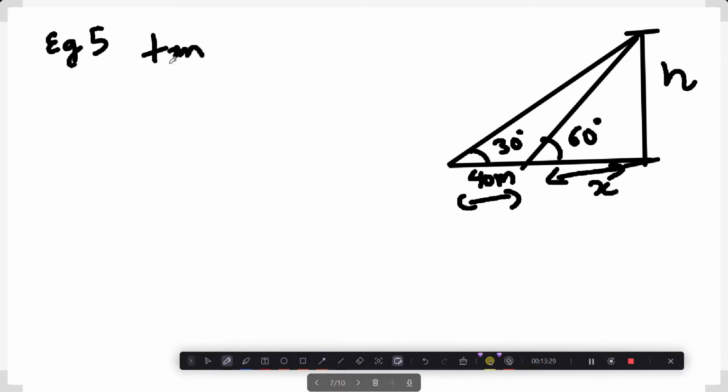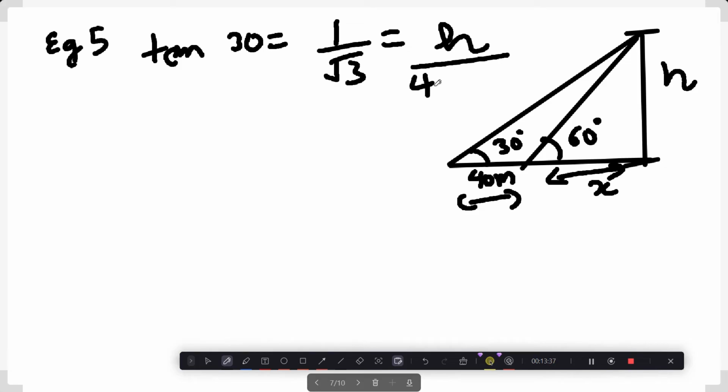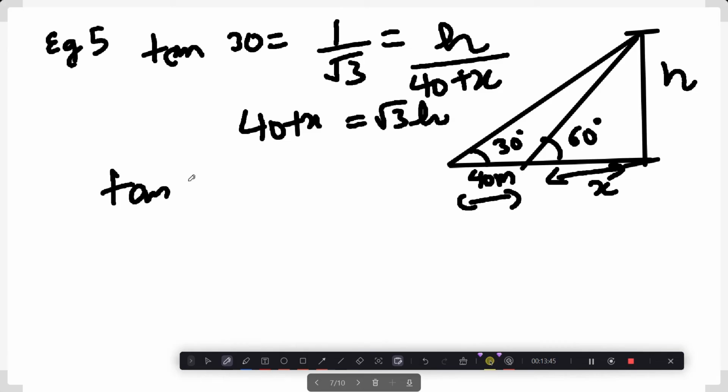What is tan of 30? Tan of 30 is 1 by root 3. So 1 by root 3 is what? If h is the height, h upon 40 plus x. So 40 plus x is equal to root 3h. What is tan of 60? H by x, which is root 3.